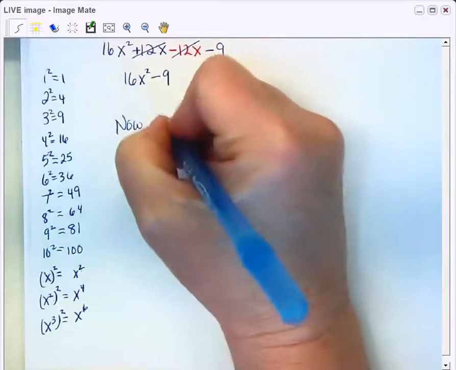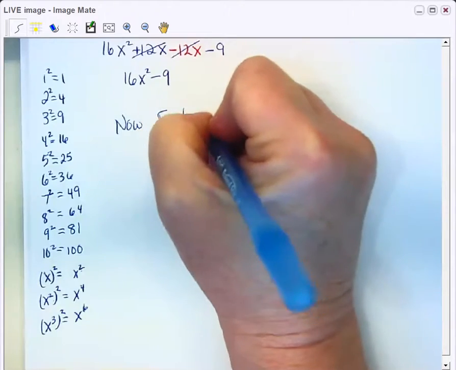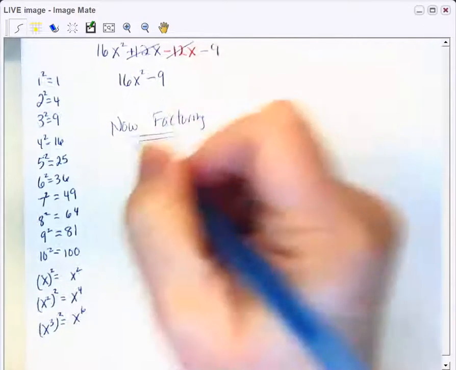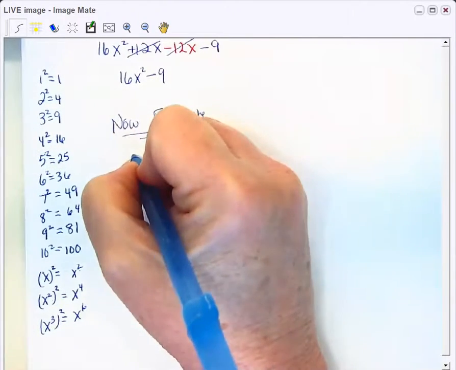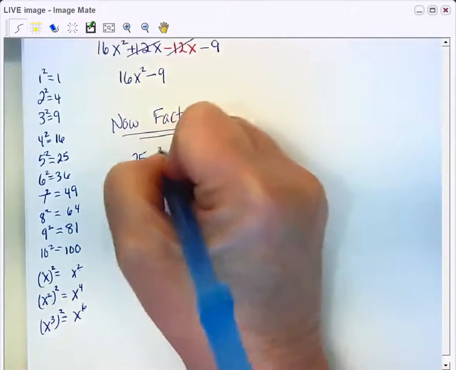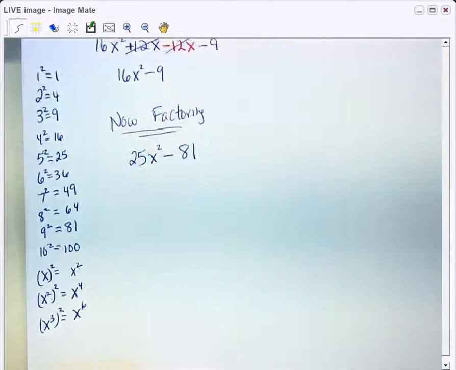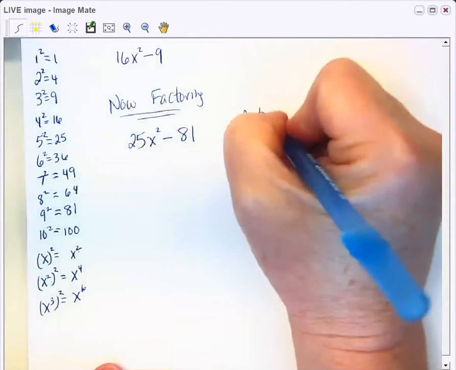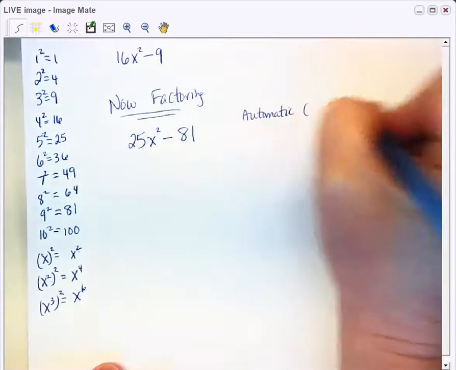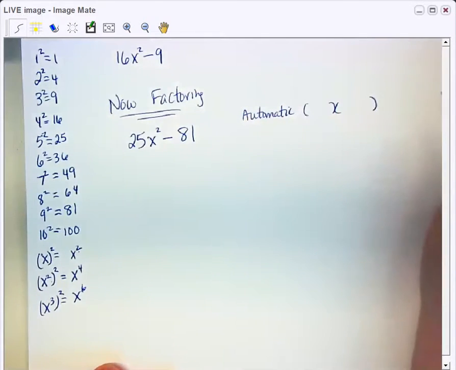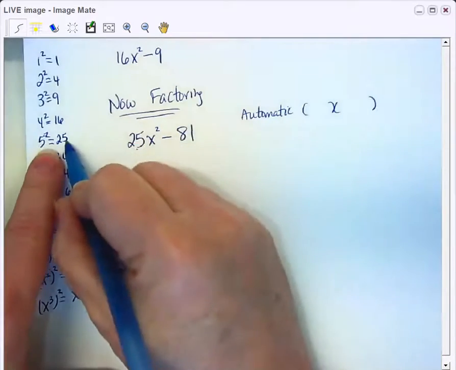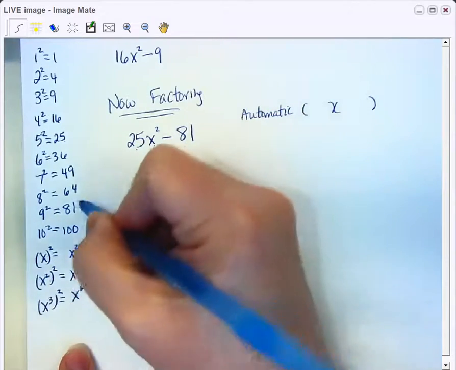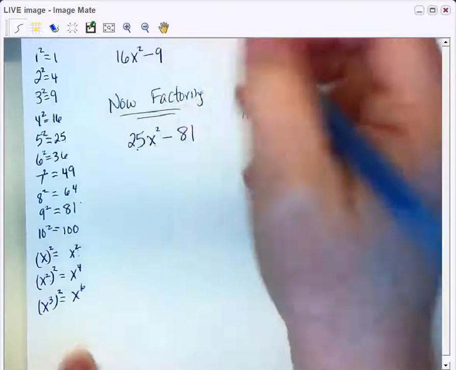So now factoring. Let's do 25x squared minus 81. This is automatic double parentheses. Okay, because 25 is a perfect square, x squared is a perfect square, and 81 is a perfect square. And it has to be a minus.